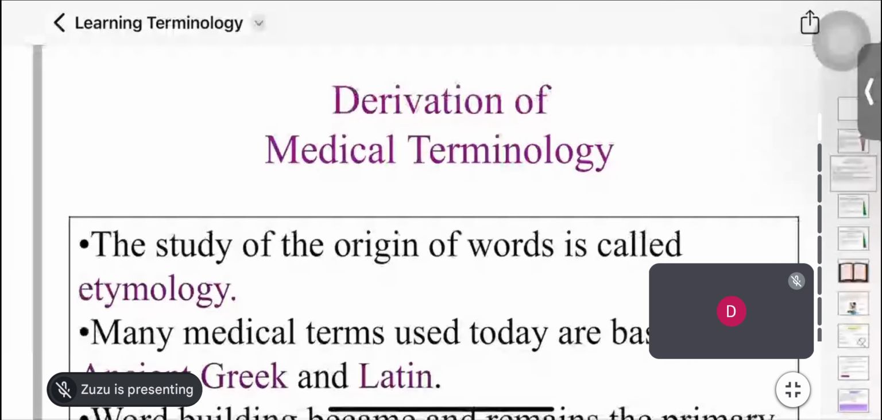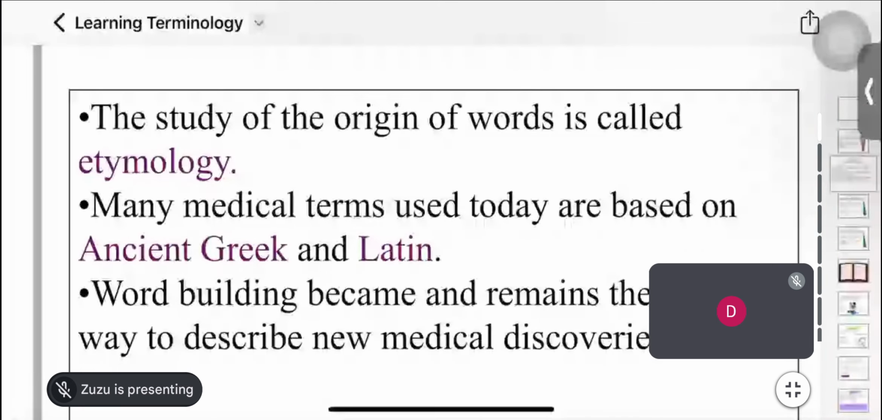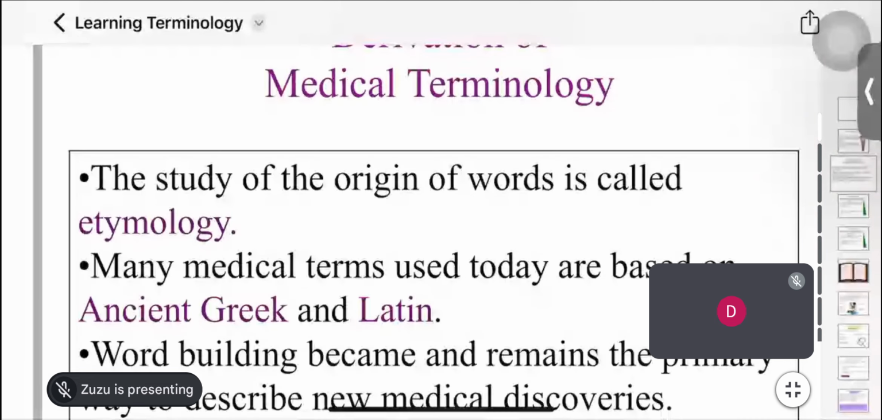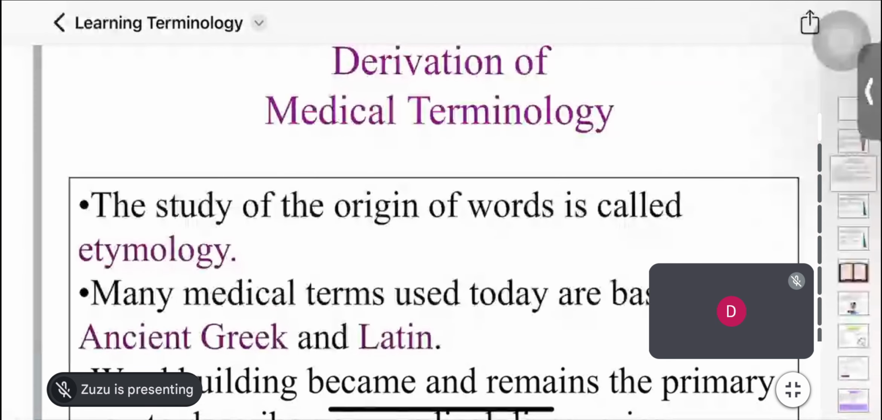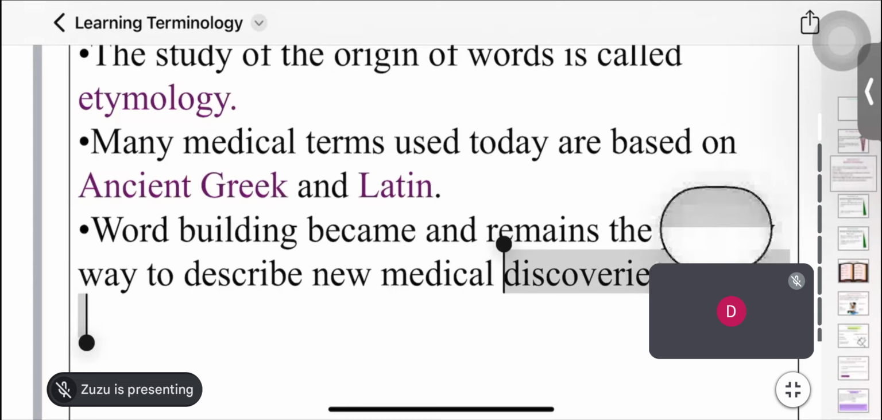So, derivation of medical terminology. The study of the origin of words is called etymology. And please practice speaking, okay? Many medical terms used today are based on ancient Greek and Latin, and I have another presentation in which I will go into a little more of the history. So word building became and remains the primary way to describe new medical discoveries.